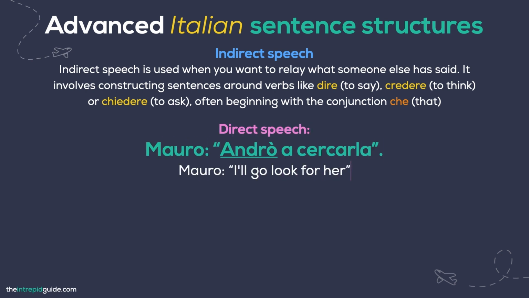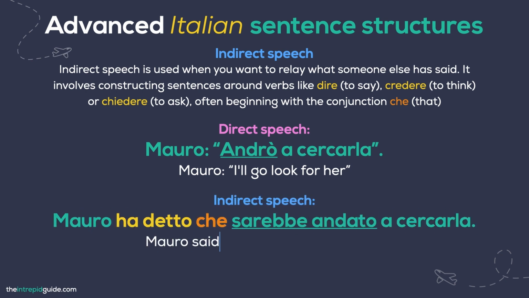Direct speech: Mauro, andrò a cercarla. Mauro, I'll go look for her. Indirect speech: Mauro ha detto che sarebbe andato a cercarla. Mauro said he would go look for her.